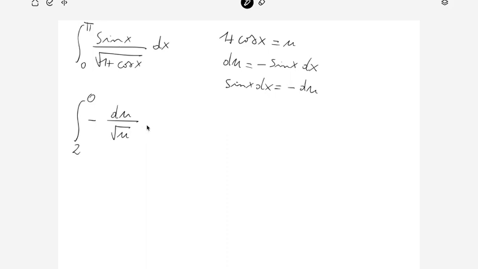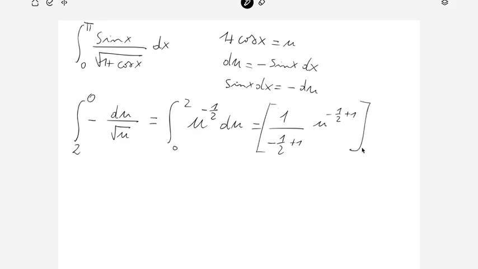Okay. We can remove the minus and change the order of integration. Then 1 over square root of u can be written, as we just saw in the previous lesson, as u to minus 1/2 du. And now we can use the rule of the integration of the power. So we obtain 1 over minus 1/2 plus 1 times u to minus 1/2 plus 1, evaluated between 0 and 2.